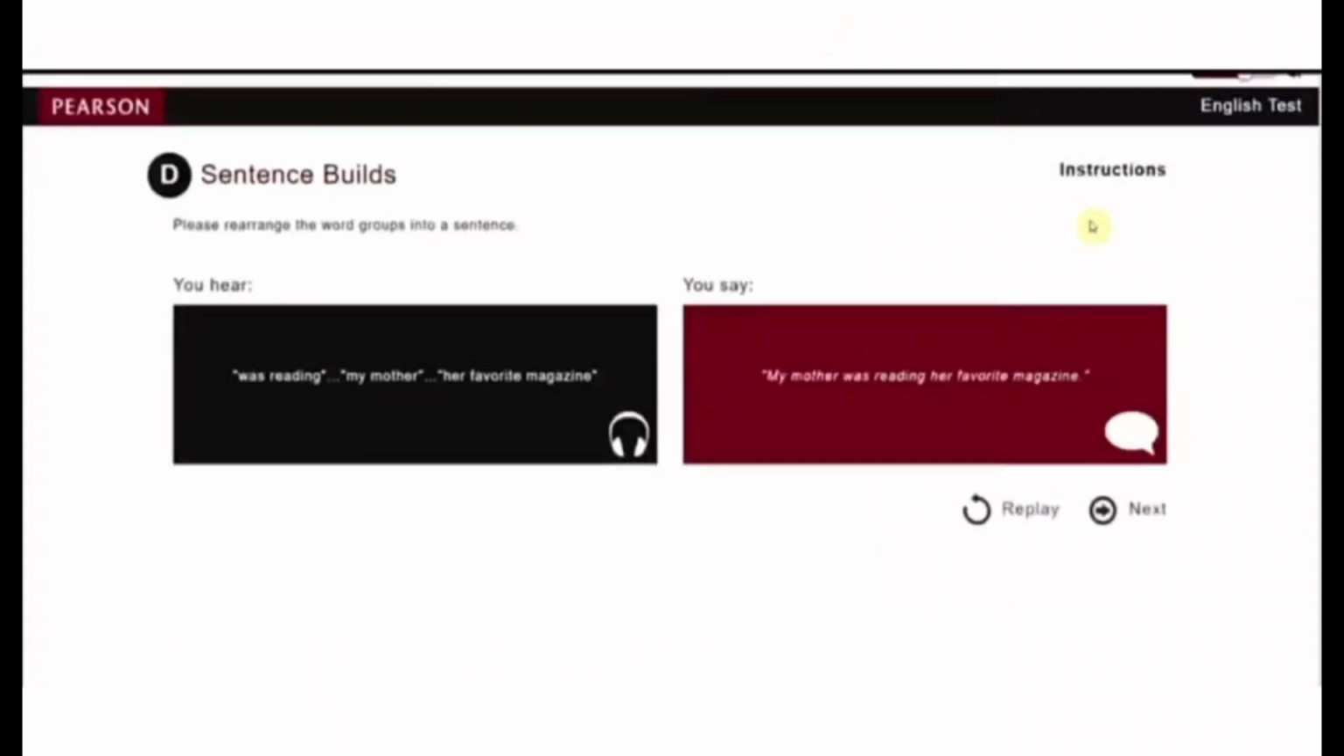Part D. Sentence builds. Now please rearrange the word groups into a sentence. For example, a voice says, Was reading. My mother. Her favorite magazine. and you say, My mother was reading her favorite magazine.